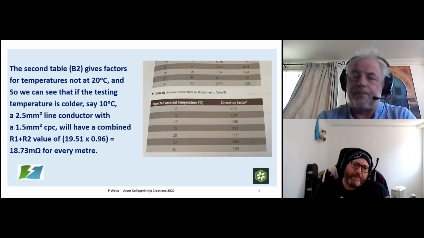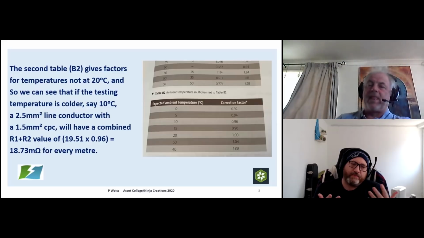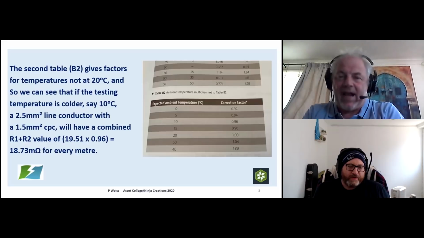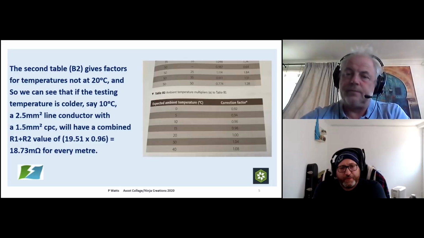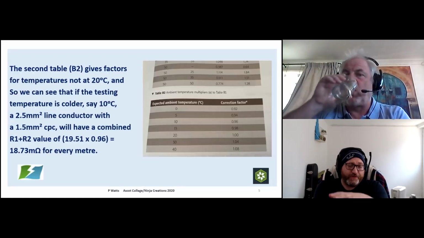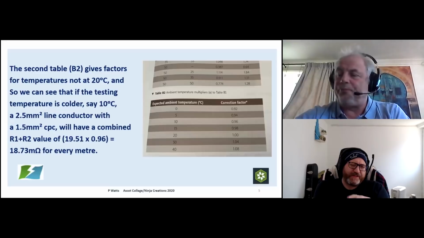The problem with that, being devil's advocate, and this is why we talk about this stuff, is if we overcompensate and we assume it's a high ambient temperature and we actually install the cables in a much cooler environment for the majority of the circuit, technically its resistivity will go down.